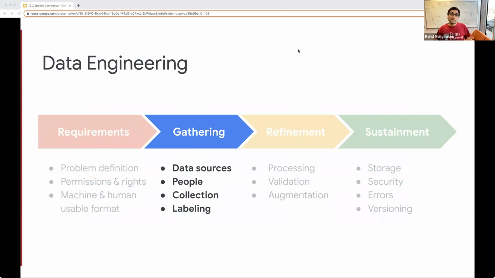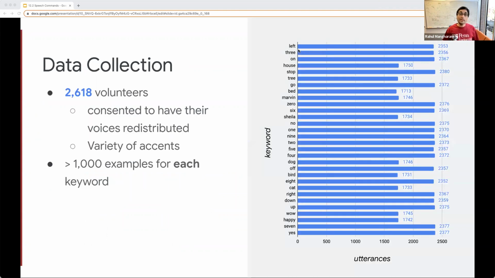So the next step is, how do you actually go about gathering the data? What are the sources? Who are the people who contributed? And how do you get the data labeled? Well, that was built on the backs of people. People contributed their own time and effort. Over 2,600 volunteers consented to have their voices recorded and distributed. They consented, and that was part of the licensing. They understood what Pete was doing and agreed to have their data be shared. So therefore, we have access to this data today.